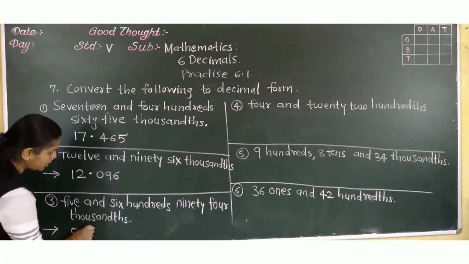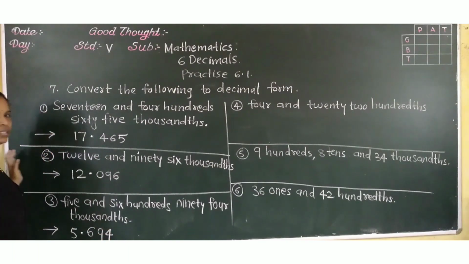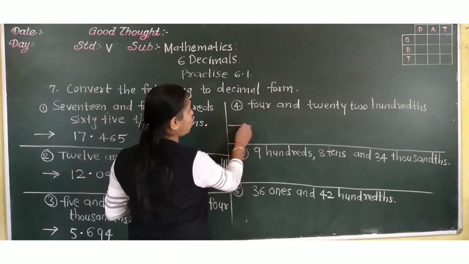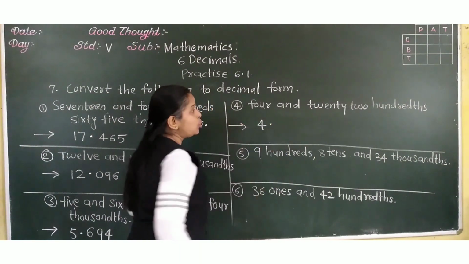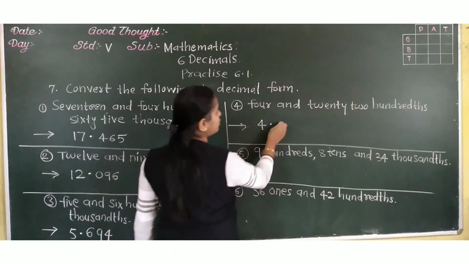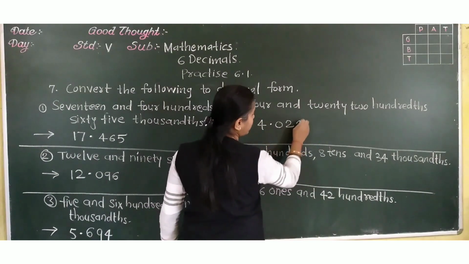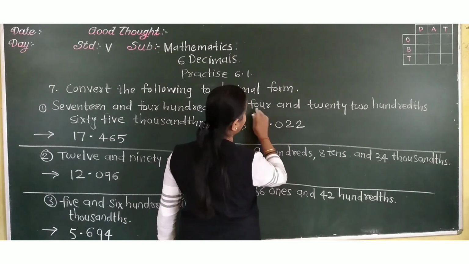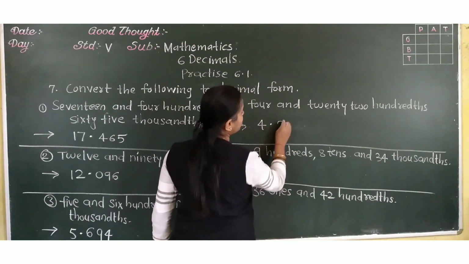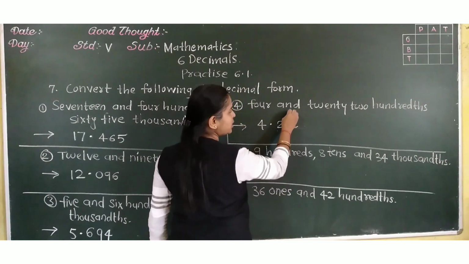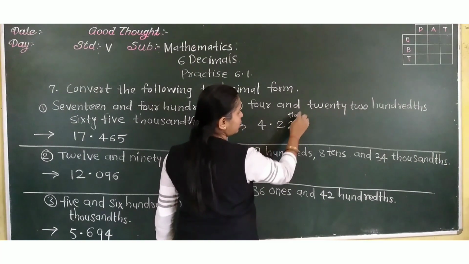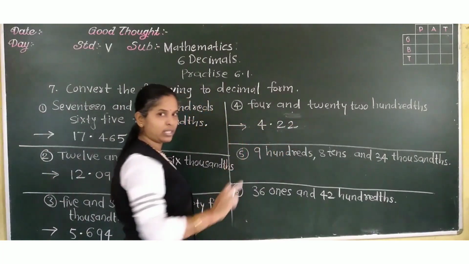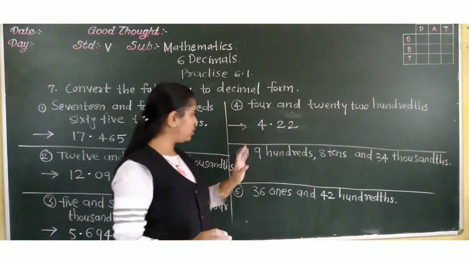Third one, see, 5 and 694 thousandths, that is 5.694. Okay. Next, 4 and 2200 thousandths. The tenths place nothing is there. Directly 4 and 2200. So 2 is there at the hundredths place, no? And this is tenths. That is, total how many hundredths? 2200 things become. That is 4.22.